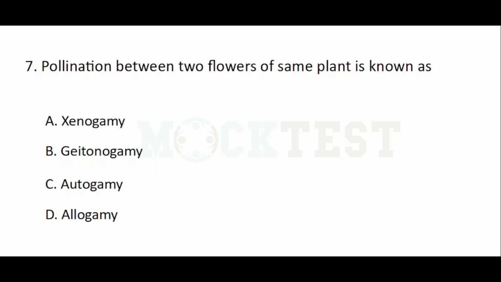Next, pollination between two flowers of the same plant is known as? Option A, xenogamy. Option B, geitonogamy. Option C, autogamy. Option D, allogamy. Option B, geitonogamy. Pollination between two flowers of the same plant is known as geitonogamy.